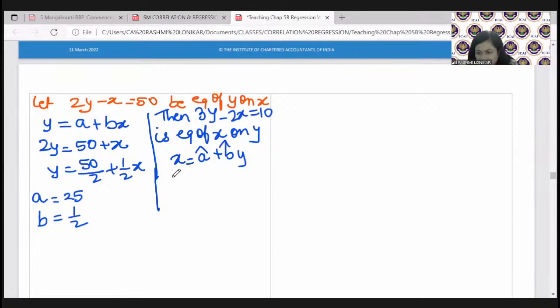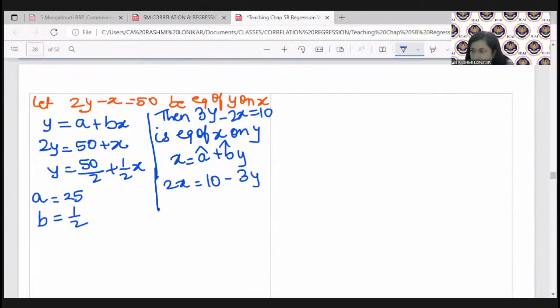So this is giving me 2x is equal to 10 minus 3y. 2x is equal to minus 10 plus 3y. Okay. So x will be equal to minus 10 upon 2 plus 3 upon 2y.